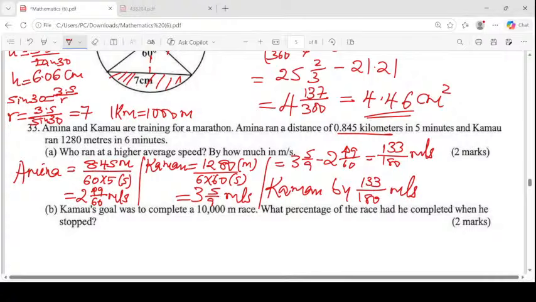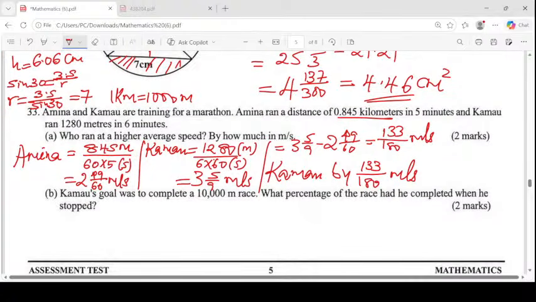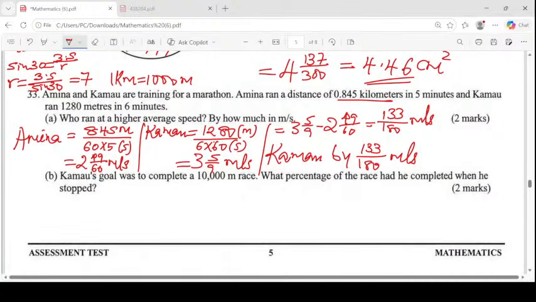Let's look at Kamau's goal to complete. Kamau's goal was to complete a 10,000 meter race. What percentage of the race had he completed when he stopped? So Kamau ran for 1280 meters instead of 10,000 meters.